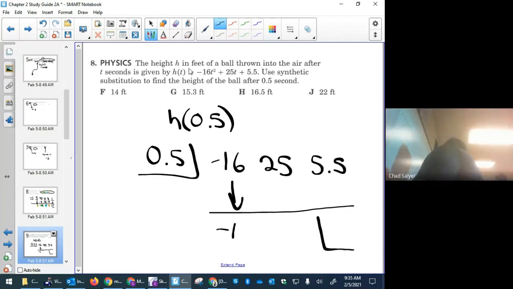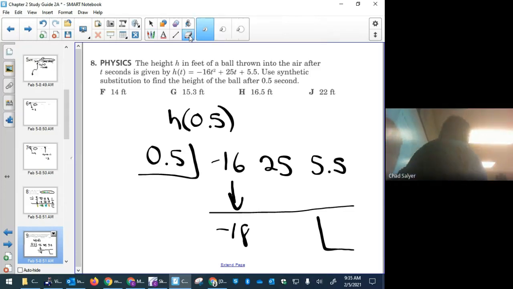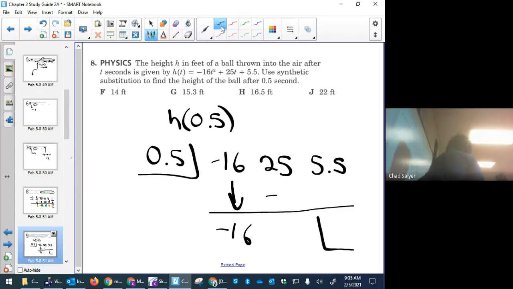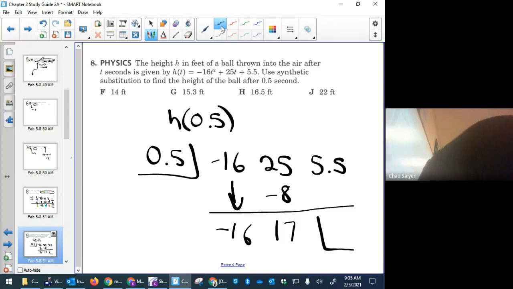So -16 times 0.5 is -8. So 25 plus a -8 is 17. 17 times 0.5 is, we'll just go with the decimal here, 8.5.